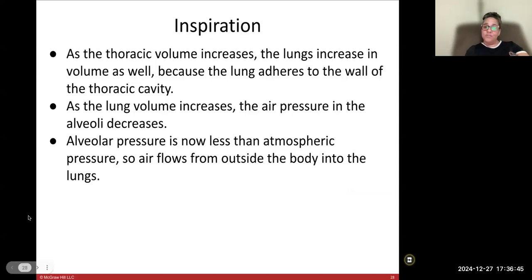As the thoracic volume increases, the lung volume increases as well because the lung adheres to the wall of the thoracic cavity. As the lung volume increases, the air pressure in the alveoli decreases. Alveolar pressure is now less than atmospheric pressure, so air flows from outside of the body into the lungs.